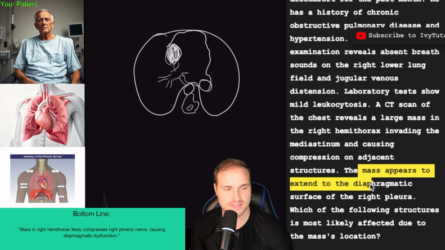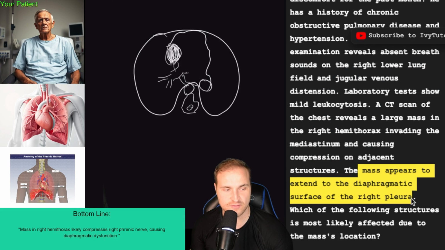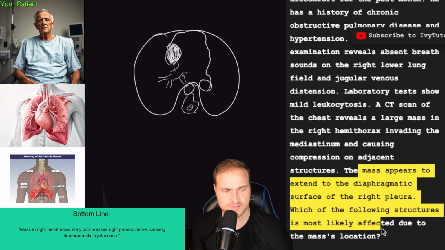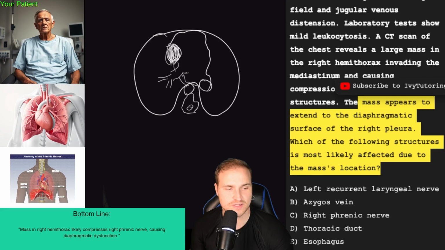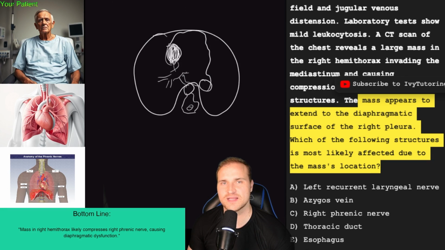The mass appears to extend to the diaphragmatic surface of the right pleura. Which of the following structures is most likely affected due to the mass's location? All right, so this is going to be like an anatomy kind of pathology question. And you've got a right-sided thoracic mass, right, which is right here. You have mediastinal invasion and a diaphragmatic pleural involvement. So now we have to identify the structure that's vulnerable here.